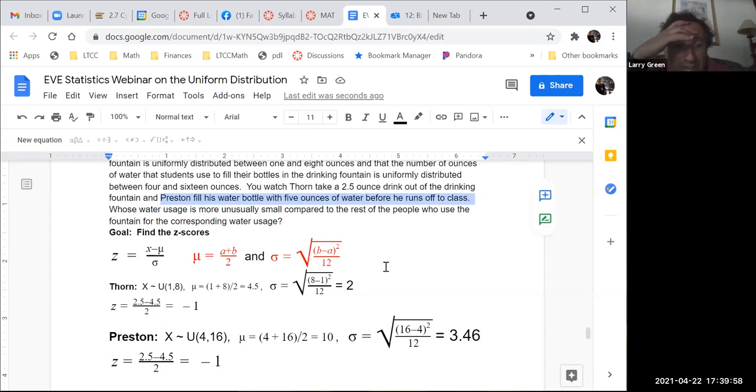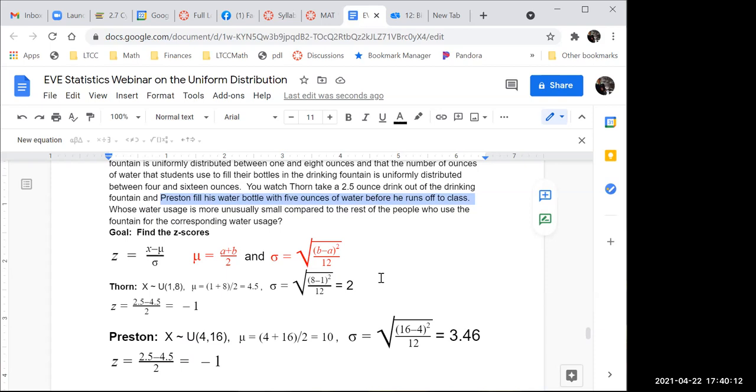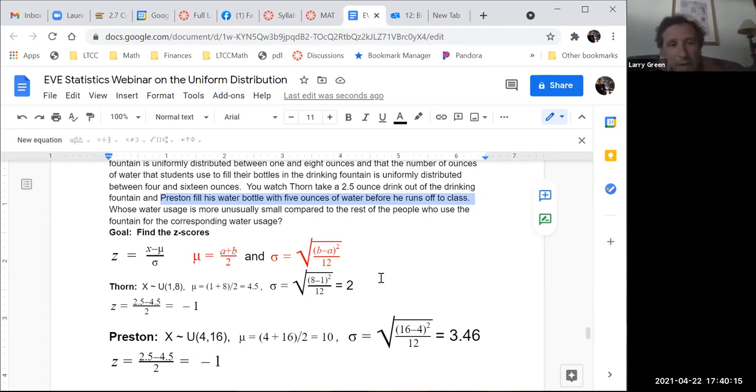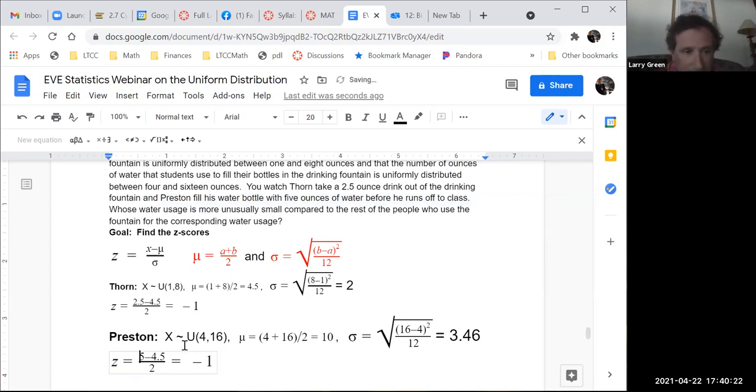What is Preston's X value? And the hint is I've highlighted the information you need. Five. Yeah, it's 5 because Preston filled his water bottle with 5 ounces. So that means this 2.5 becomes a 5. The 4.5 is now 10 because that's the mean. And standard deviation is 3.46.